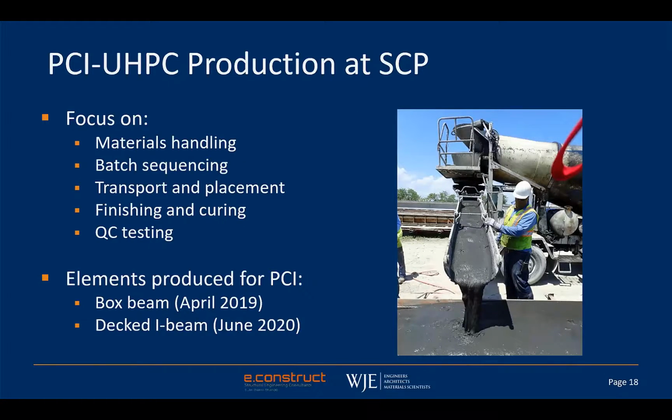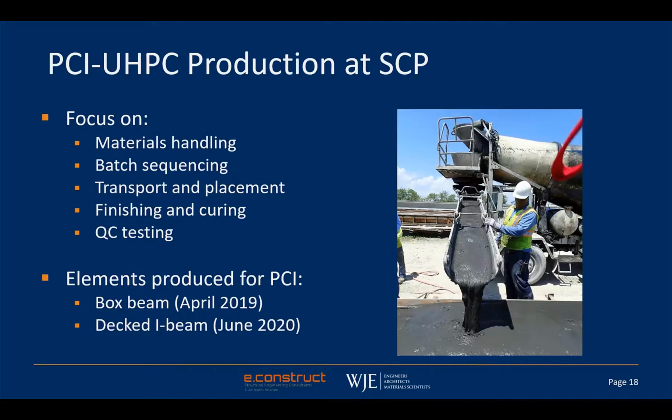So as discussed, Standard's Tampa plant has played an important part in the PCI project. And this has included production of some of the structural test specimens that I was alluding to in the previous slide. Producing UHPC at Standard required some careful attention to their materials handling, batching sequence, concrete placement, finishing methods, as well as their QC testing procedures to update things relative to what they usually do with conventional concrete. But they've worked through these challenges very well and have about a half dozen UHPC pours under their belt to date.